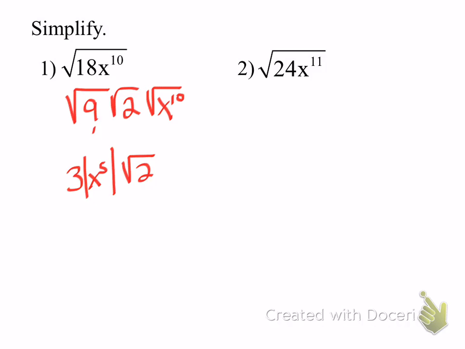Is everybody understanding how I write that with the absolute value? Thumbs up yes, thumbs down no. Now, what about the square root of 24x to the 11th? We're not factoring anymore, we break them down. 24 is 6 and 4. And then how am I breaking down x to the 11th? Is it x to the 5th?